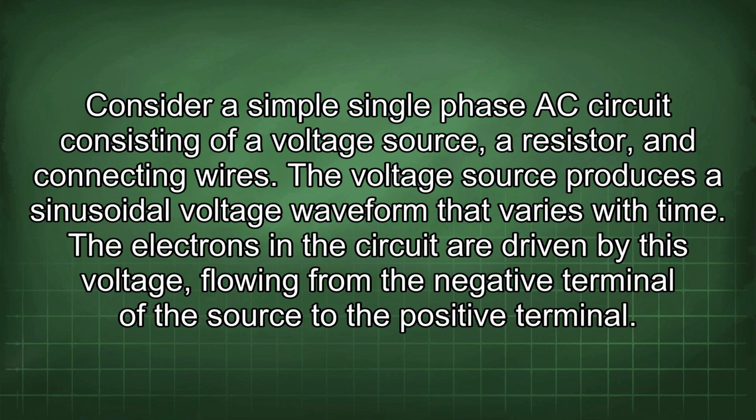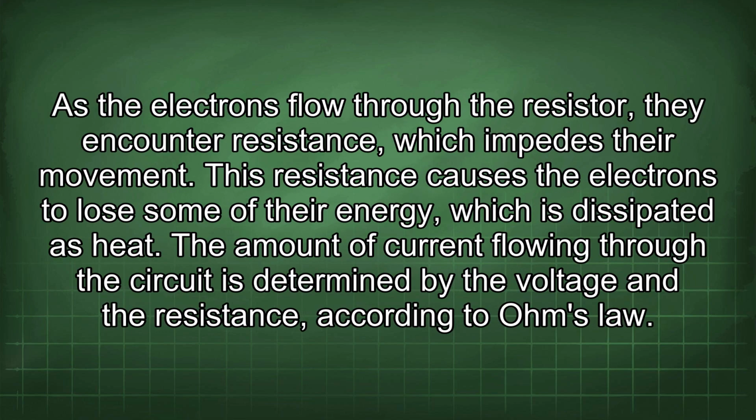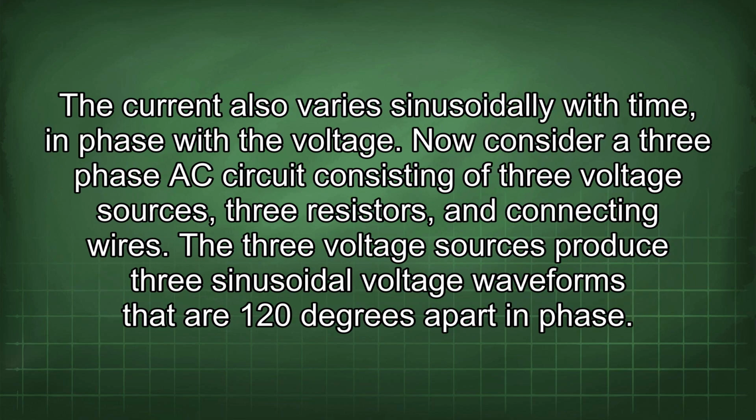Consider a simple single-phase AC circuit consisting of a voltage source, a resistor, and connecting wires. The voltage source produces a sinusoidal voltage waveform that varies with time. The electrons in the circuit are driven by this voltage flowing from the negative terminal of the source to the positive terminal. As the electrons flow through the resistor, they encounter resistance, which impedes their movement. This resistance causes the electrons to lose some of their energy, which is dissipated as heat. The amount of current flowing through the circuit is determined by the voltage and the resistance according to Ohm's law. The current also varies sinusoidally with time, in phase with the voltage.